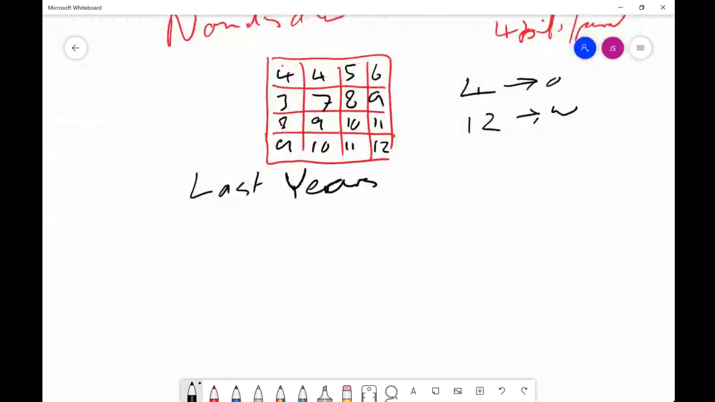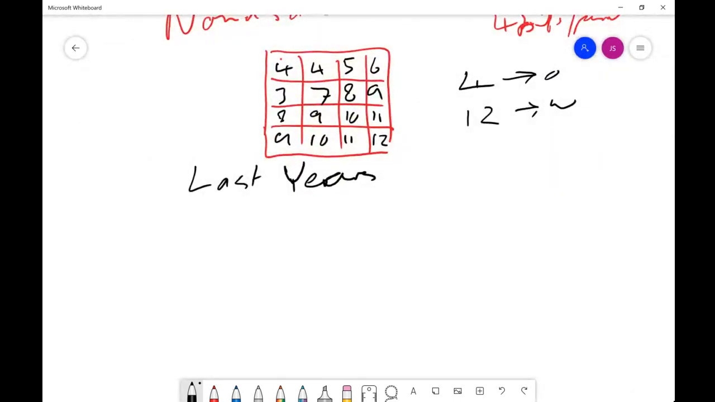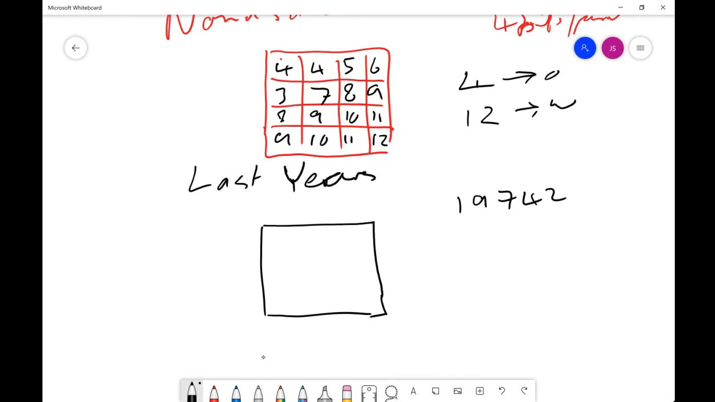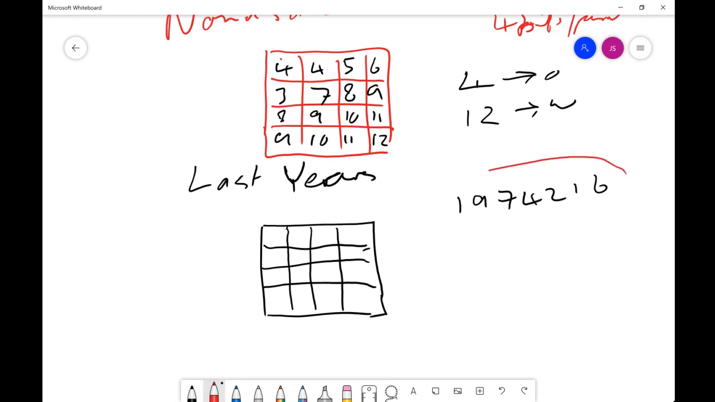If this comes up this year, I might tell you to take a 4x4 window and take your student number, supposing your student number was 1974216. You might be told to scan it vertically in your 4x4 window, starting with your first number. So you would end up with a 4x4 image based on this number.